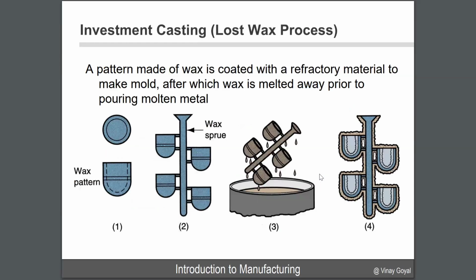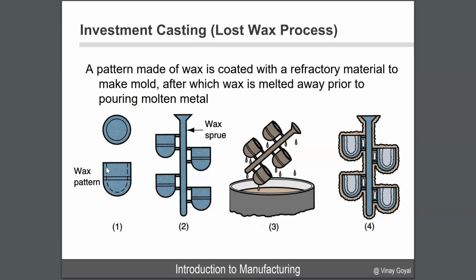Another one that I think you may have heard, and I don't know if you've heard it, is called investment casting. So now you have a wax pattern, and this wax pattern is typically coated with a refractory metal. Hopefully you know what a refractory metal is. We talked about that. Refractory materials are materials that can take high temperatures. And you're coating the wax with these refractory materials to make the mold, after which the wax is melted away from the pouring metal that you're using.